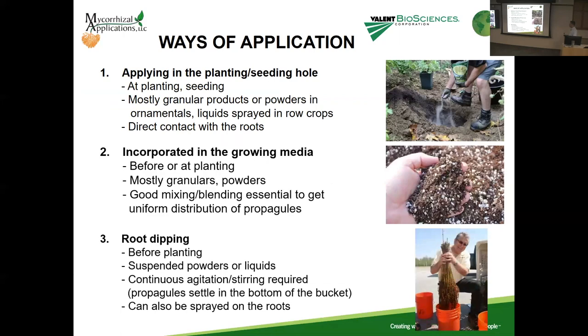Root dipping. This is particularly used with perennial crops like grapes or apple trees, for example, before planting. So growers can just mix up a bucket of water with some mycorrhizal inoculum and dip the plants into this solution. And this is how they provide the direct contact before planting. The only thing that you have to be aware of is that the propagules tend to settle at the bottom of the bucket, so you just have to shake it or mix it with the water. And the same thing could be done with a backpack sprayer, just spraying directly on the roots.